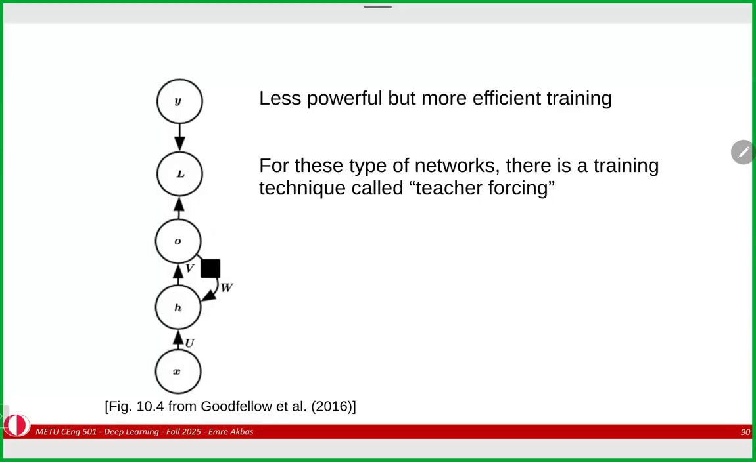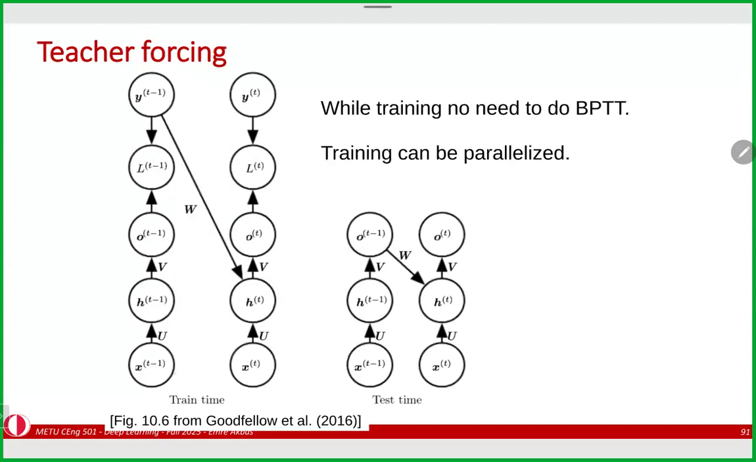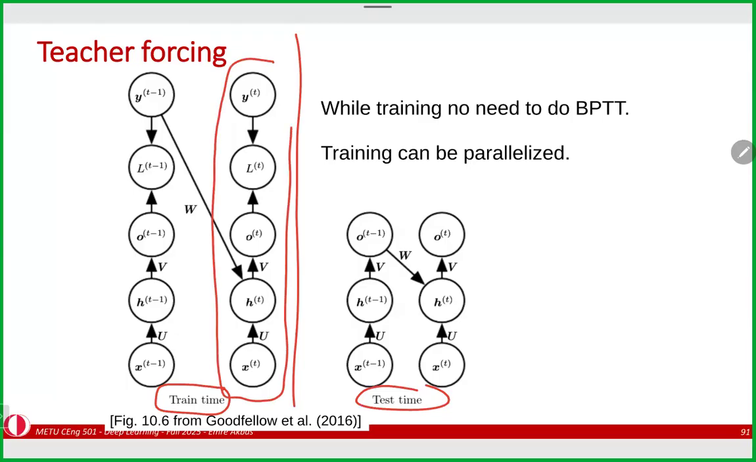Less powerful but more efficient training, because for these types of networks, there is a training technique called teacher forcing. And here it is. In teacher forcing, during training, so this is train time. The figure on the left is train time, this is test time. During train time, each time block is getting an input from the label of the previous step, not the hidden state or the output.